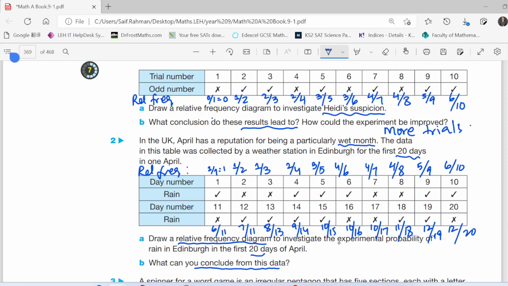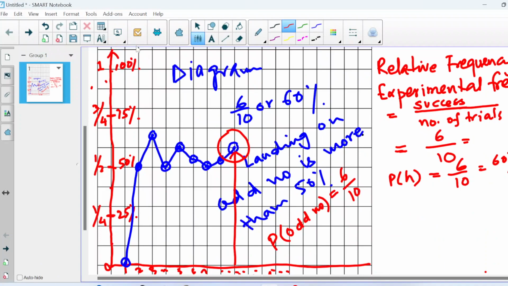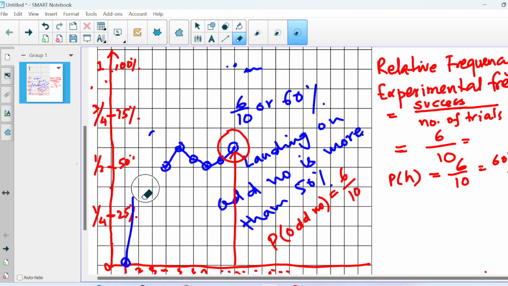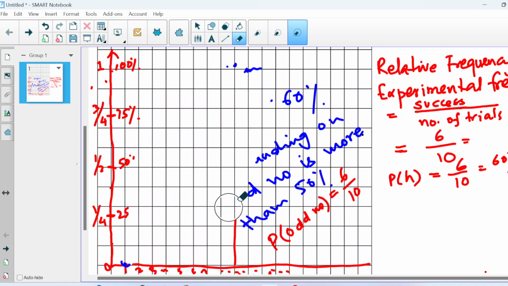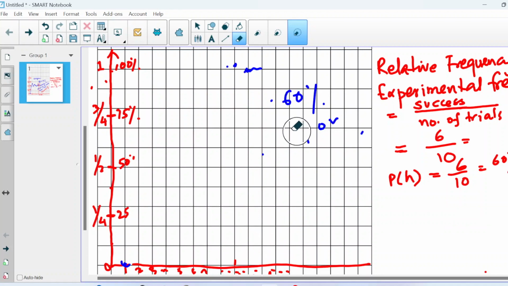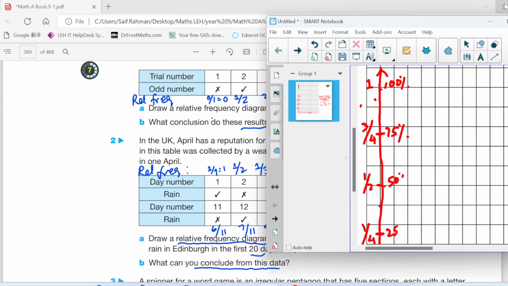So if we have to draw a relative frequency diagram in the same way as we drew before, we can draw a relative frequency diagram here for this experiment as well. Let me erase whatever I did before. Okay, so now we can draw.